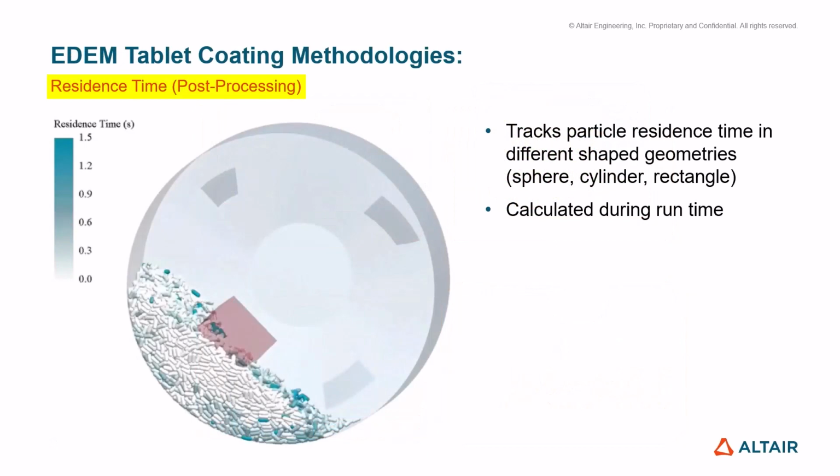The residence time method creates a box, or it could be a different geometry shape, a sphere, a cylinder, rectangle, and this is calculated during runtime as a physics model. And the box is representing the spray area for the spray coating, but it's measuring the time the particles spent in this area.